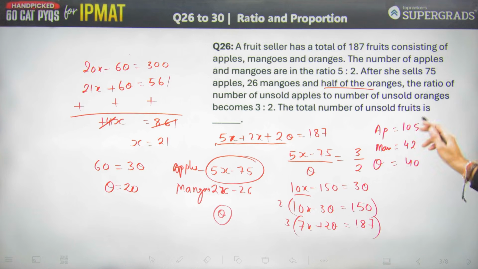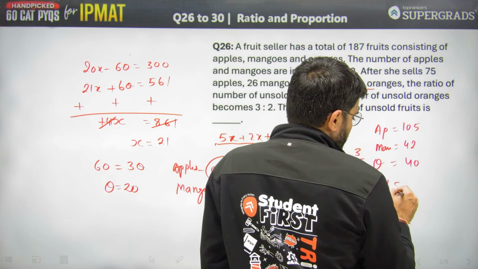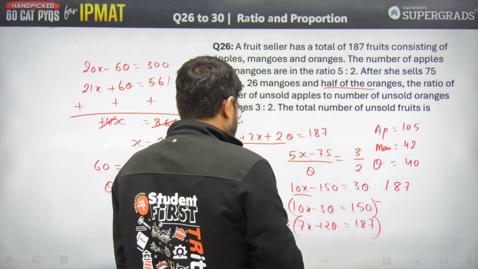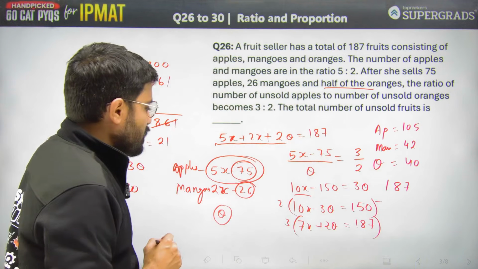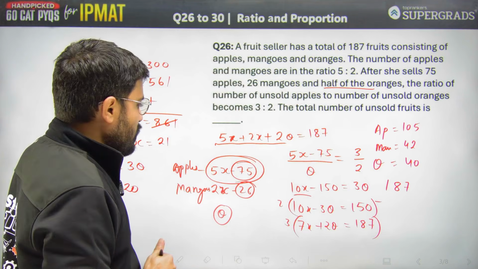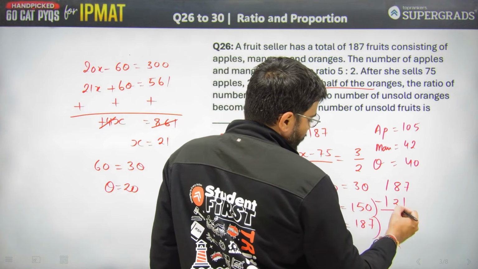The total number of unsold fruits. Initially the fruits are 187. She sold 75 apples and 26 mangoes, that is 101, and O oranges, that is 20. So she sold 121. So how many are we left with?